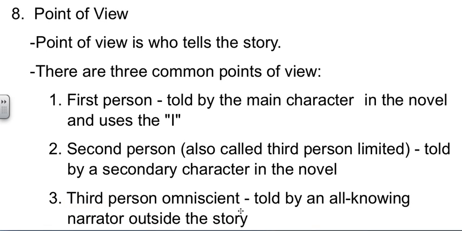And the third one is third person omniscient. Third person omniscient is told by an all-knowing narrator who is outside of the story. The key characteristic of third-person omniscient stories is that you can see inside more than one character's head. If you can see inside more than one character's head and hear their thoughts, then you have a third-person omniscient point of view.